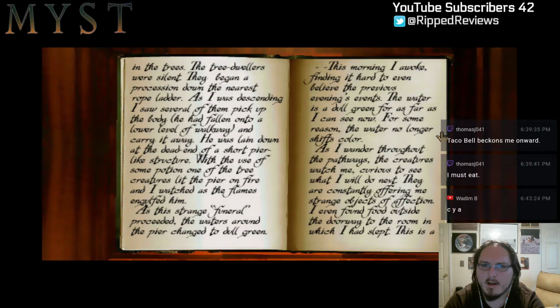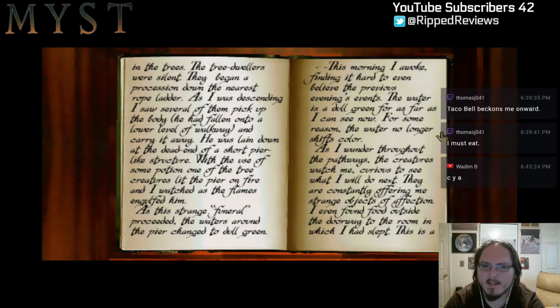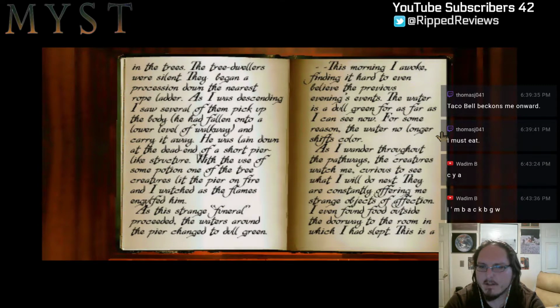This morning I awoke, finding it hard to even believe the previous evening's events. The water is a dull green, for as far as I can see now. For some reason, the water no longer shifts color.